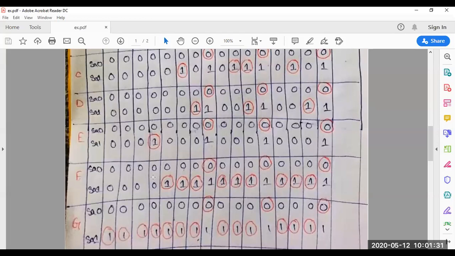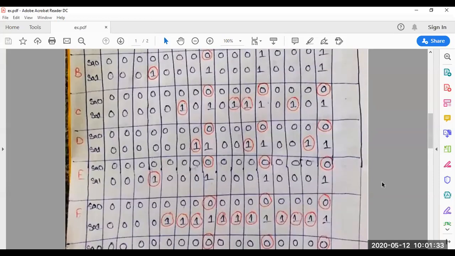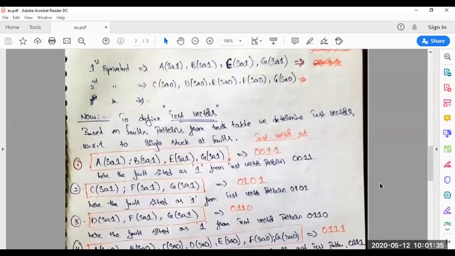So when we go with the single stuck-at fault concept, within one test vector the faults are noted. Here I have taken A stuck at 1, B stuck at 1, E stuck at 1, and G stuck at 1, which take the test vector 0, 0, 1, 1. The faulty value in all these cases is 1.